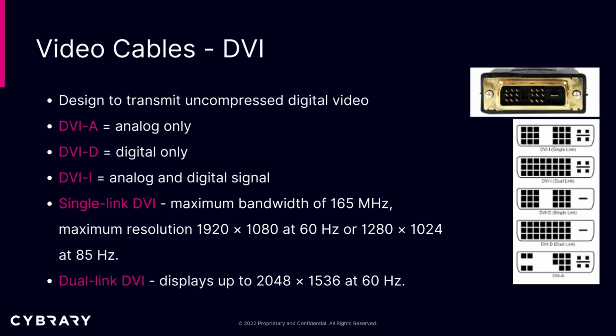DVI-D and DVI-I connectors come in two varieties, a single link and a dual link. Now, the single link has a maximum bandwidth of 165 megahertz. The maximum resolution is 1920 by 1080 at 60 hertz, or 1280 by 1024 at 85 hertz. And the dual link has a maximum display resolution of 2048 by 1536 at 60 hertz.